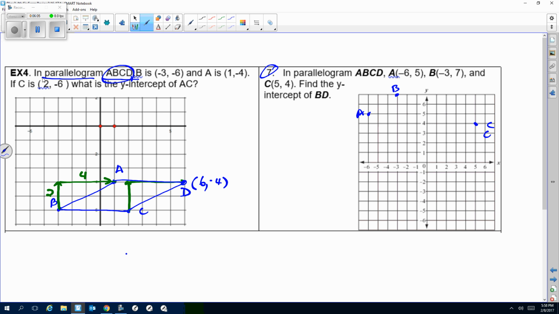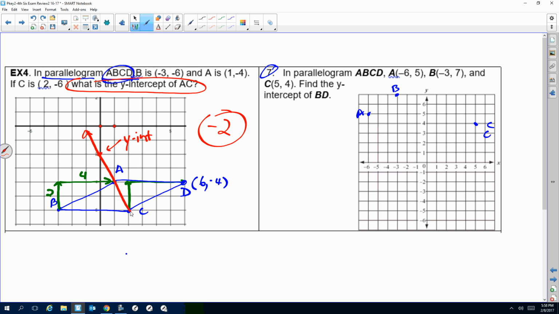And then they want you to find the y-intercept. What is the y-intercept of AC? So now we have to go from A to C. Let me do a better job of that. I'm going to extend it so it crosses the y-axis, so I can see where it touches the y-axis right there. And that is our y-intercept. So our y-intercept is at negative 2.